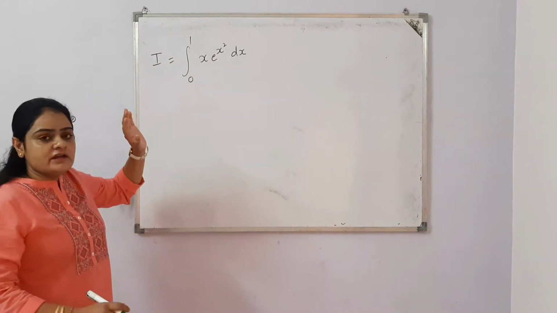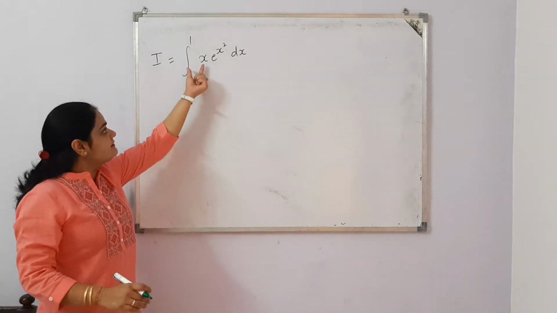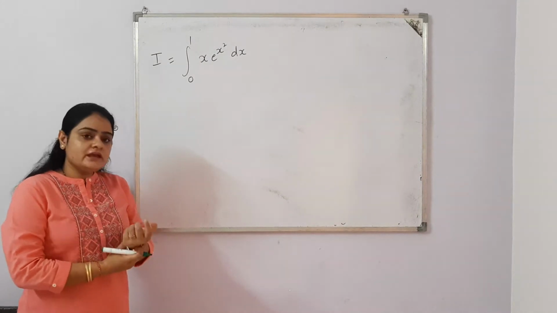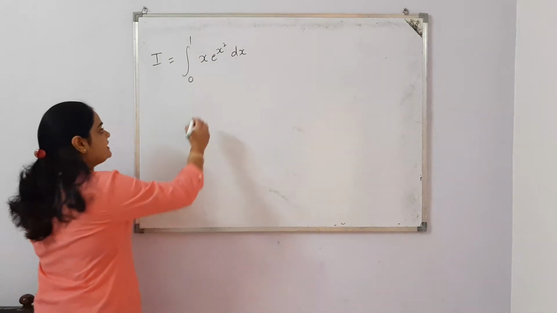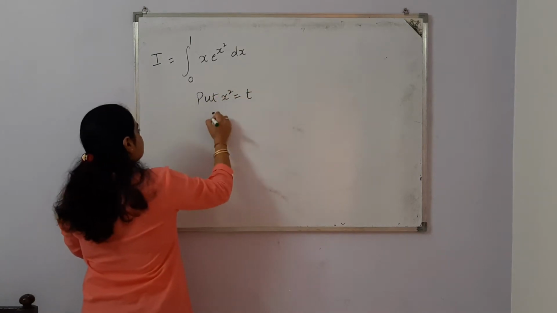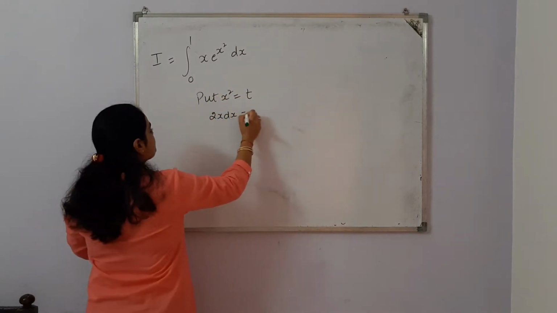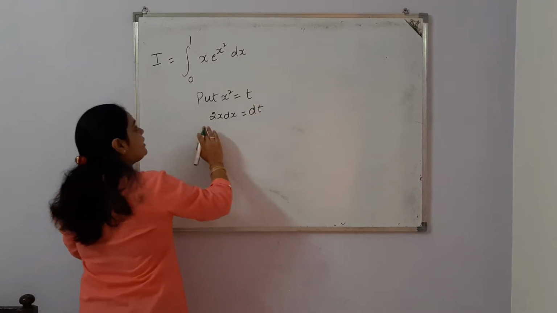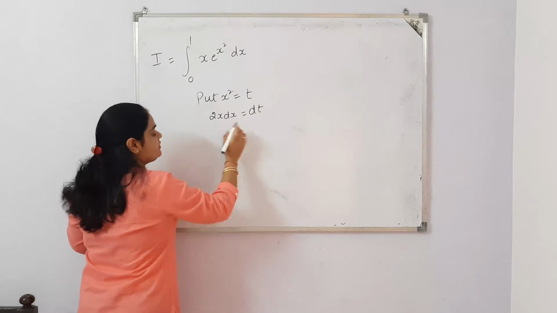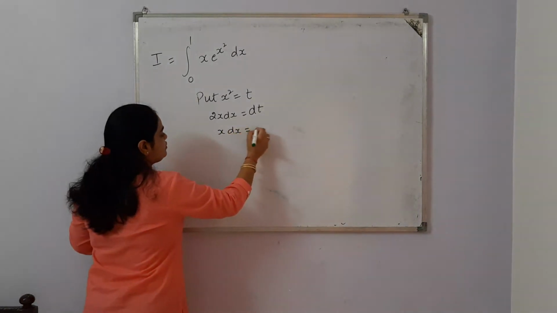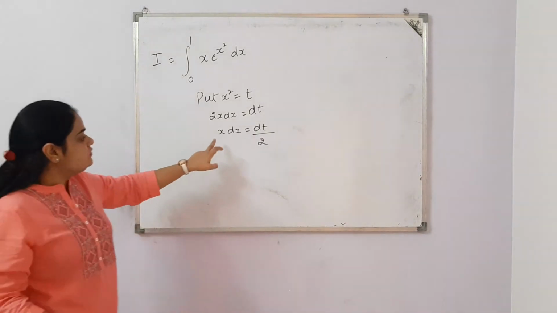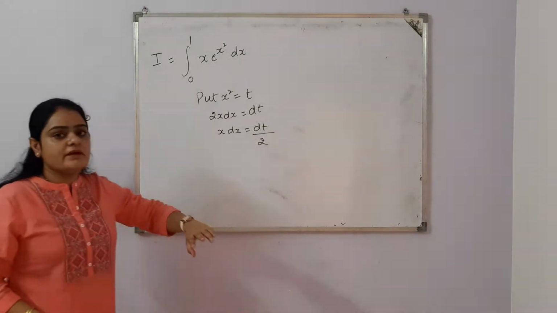Now you are watching that x dx is available, which is related to the derivative of x². If we substitute x² equals t, its derivative is 2x dx equals dt. Now 2 is not here, so what can we do? 2 is a constant, so we can take this 2 to the right hand side, and it becomes x dx equals dt by 2.